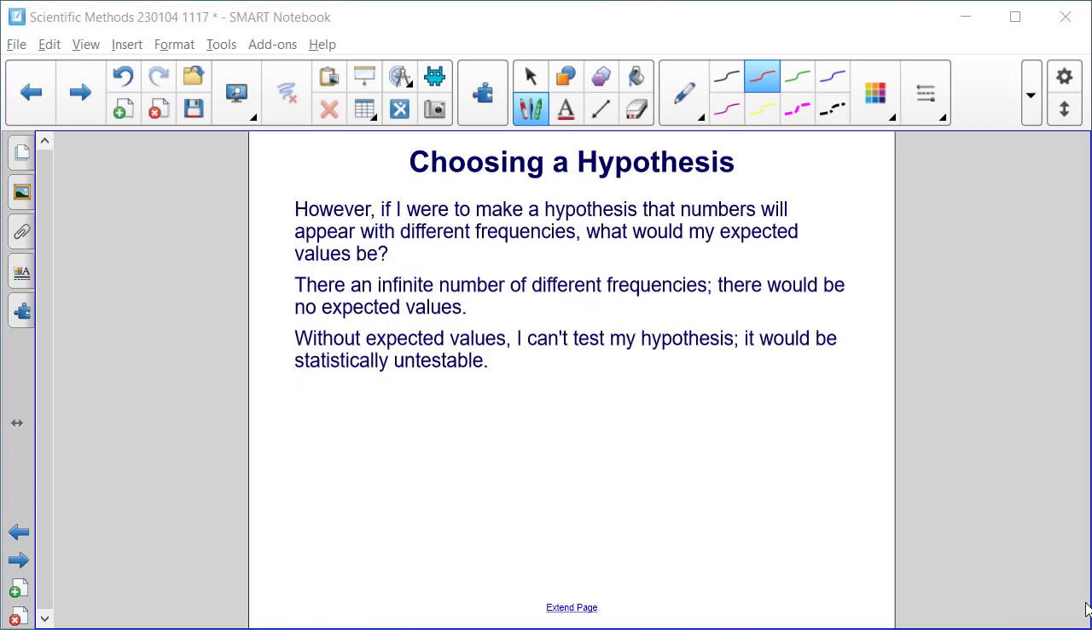However, if I were to make a hypothesis that numbers will appear with different frequencies, what would be my expected values? There are an infinite number of different frequencies. There would be no expected values. Without expected values, I can't test my hypothesis. It would be statistically untestable.